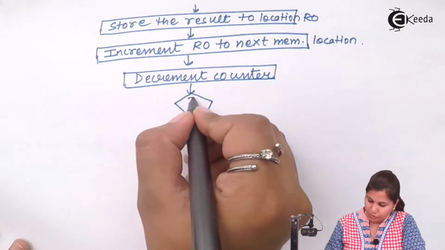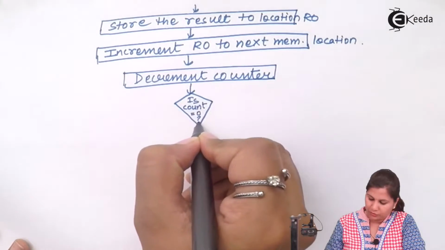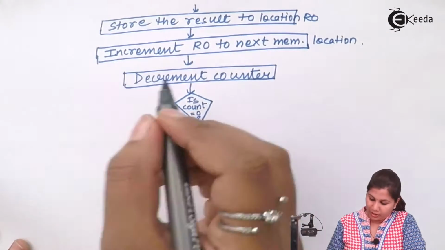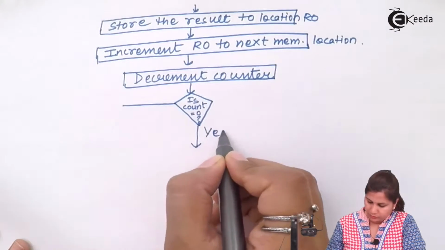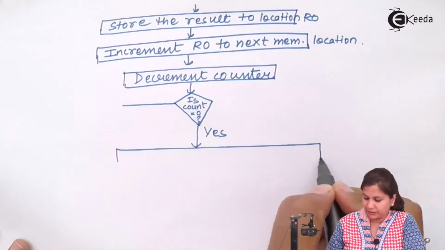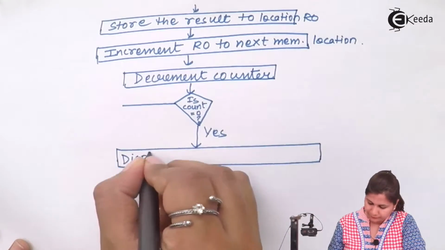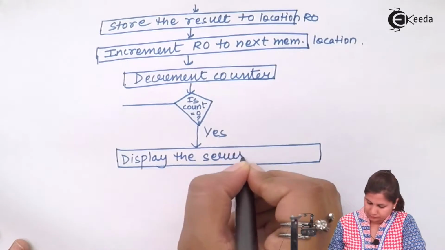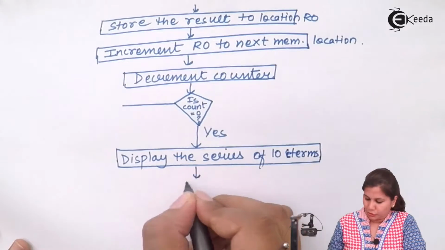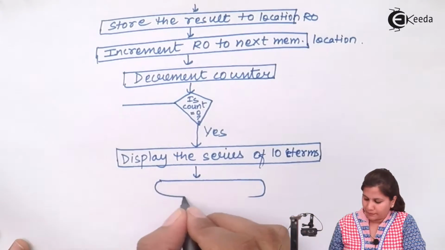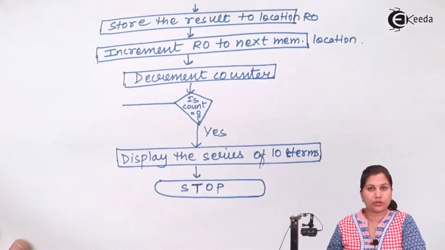So here you have to check whether the count equals 0 or not. Now if it is 0, then display the result, display the Fibonacci series of 10 terms, and stop the process. Stop is again shown in the oval shape. So here the program will stop.